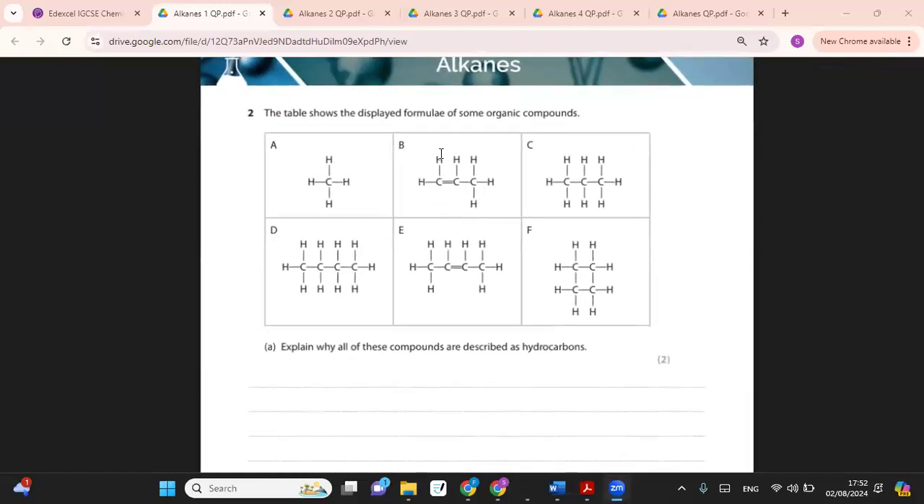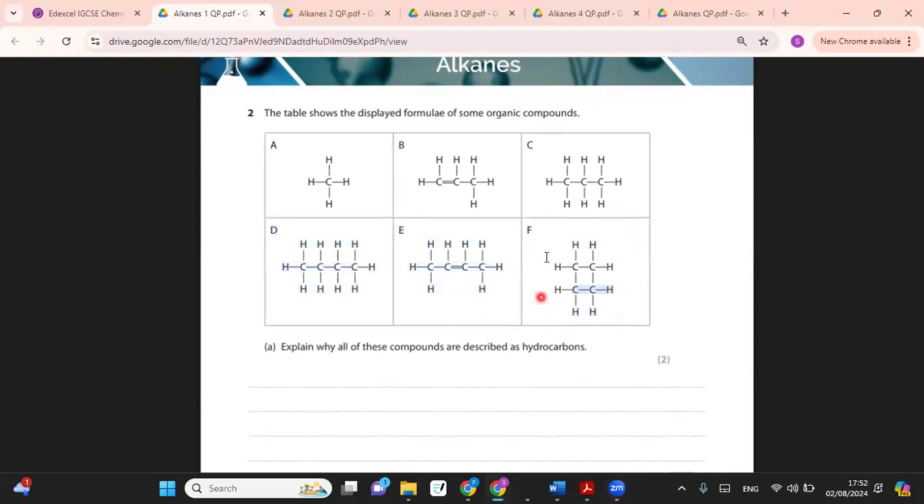All right, so the question says the table shows the displayed formula of some organic compounds. Explain why all of these compounds are described as hydrocarbons. Because the only two elements that these compounds contain are hydrogen and carbon. Correct.